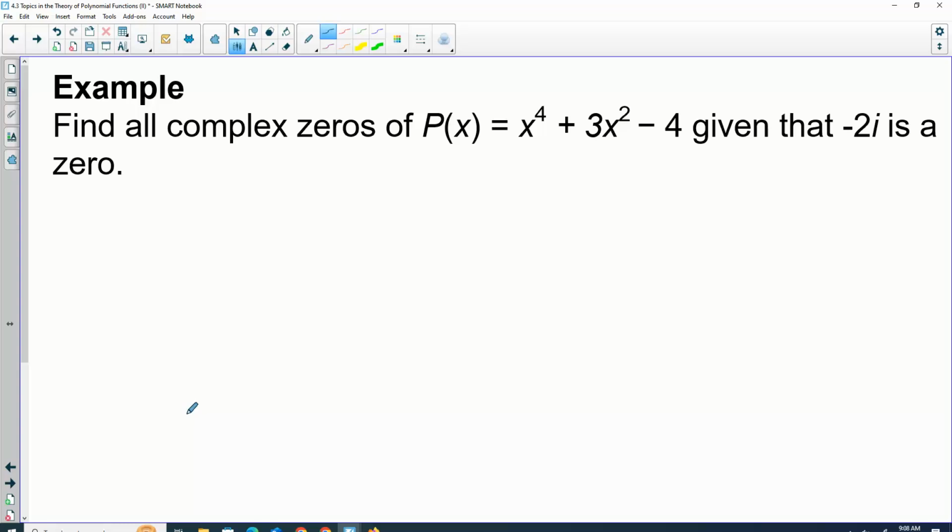So again, I'm asking for all the zeros. How many are we going to have? 4. Whatever the degree is, that's how many zeros. So it's an x to the 4th. So there will be 4 total zeros. I gave you 1. We need to find the rest. So where do we begin?